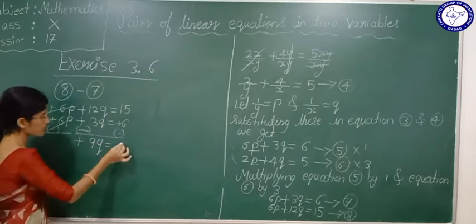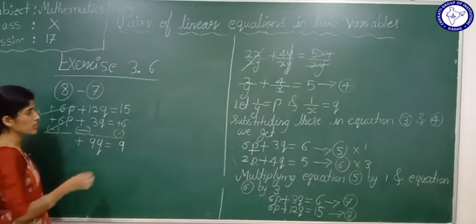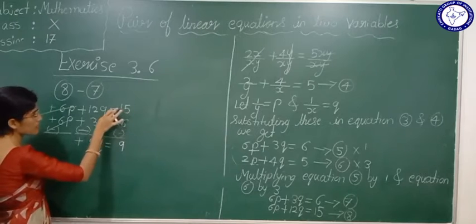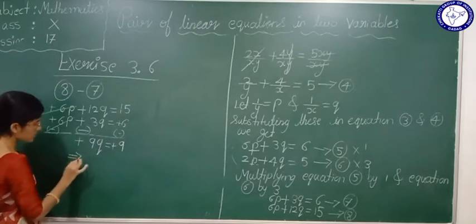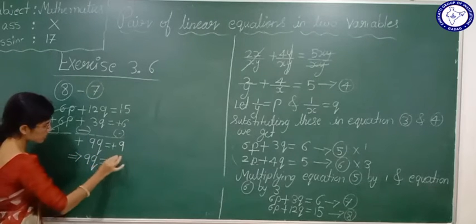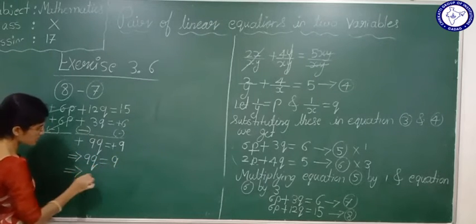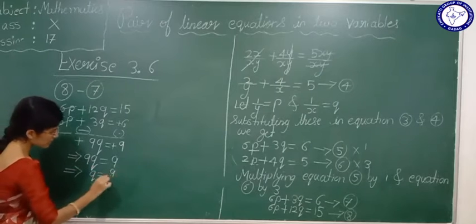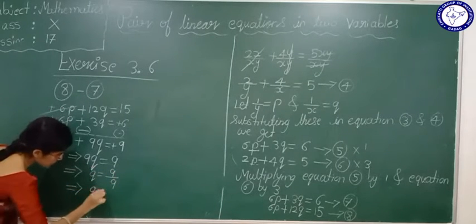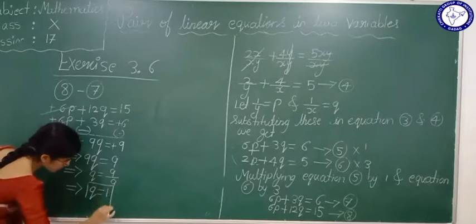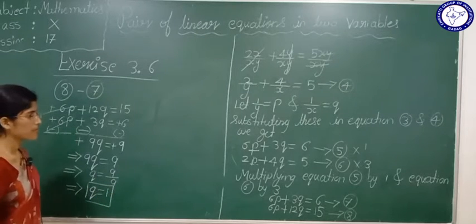What is 15 minus 6? 15 minus 6 will be 9. Okay. Which is the bigger number? 15. 15 has a plus sign. Therefore, it will be a plus sign here. So this implies 9q is equal to 9. So this implies q is equal to 9 divided by 9. What is 9 divided by 9? q is equal to 1. We got q is equal to 1.